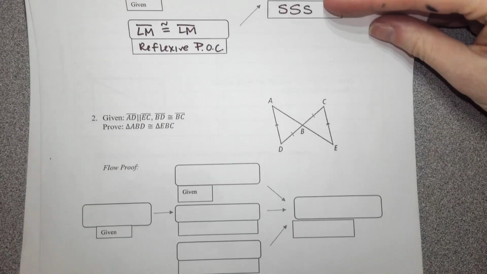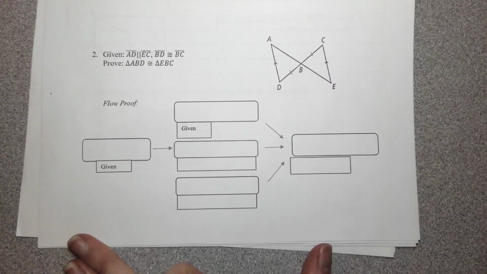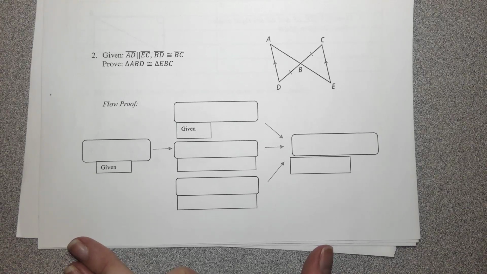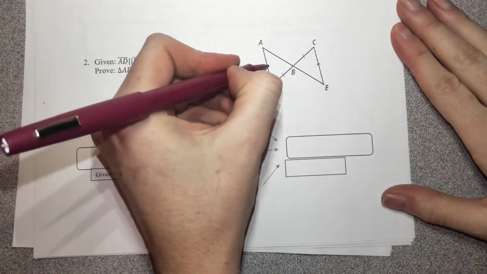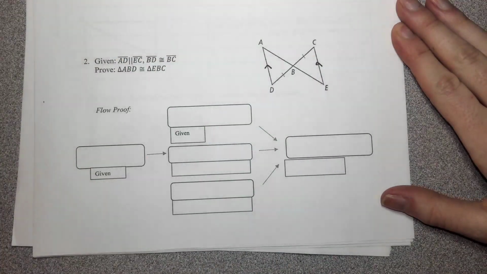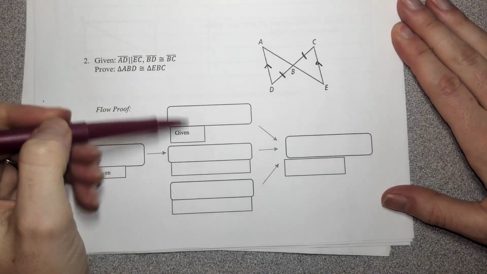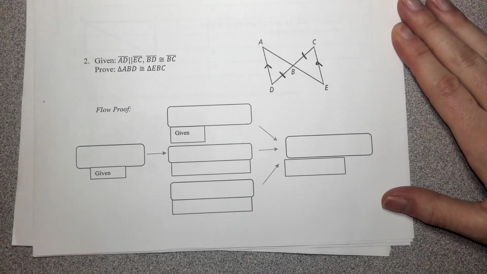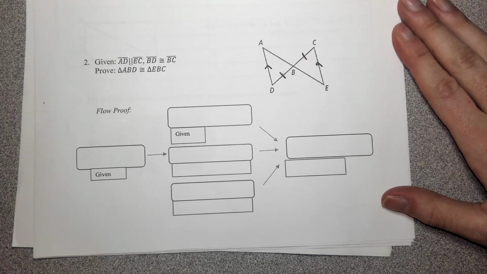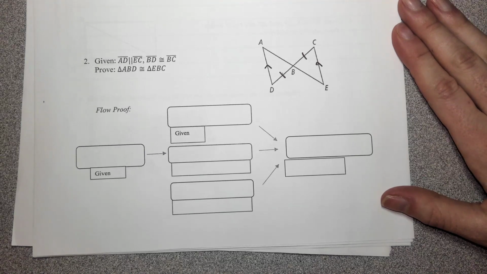Okay, moving on to number 2. It says we are given that AD is parallel to EC, and that BD is congruent to BC. Alright, let's talk about what that means. We know these two sides are parallel, and that these two sides are the same. We want this stack here to become whatever our triangle congruence theorem is. So we have the one given out in front because parallel doesn't tell us anything about the sides directly. We're going to use that to find something about either an angle or a side.